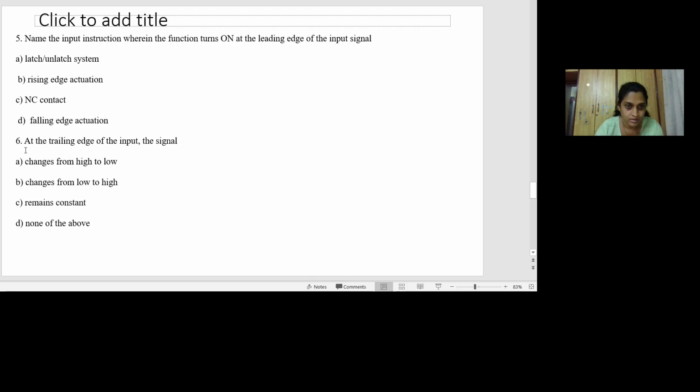The sixth question is, at the trailing edge of the input, the signal: the choices are changes from high to low, changes from low to high, remains constant, none of the above. The answer is high to low, choice A. So the trailing edge occurs when the input signal changes from high to low. The answer is A.